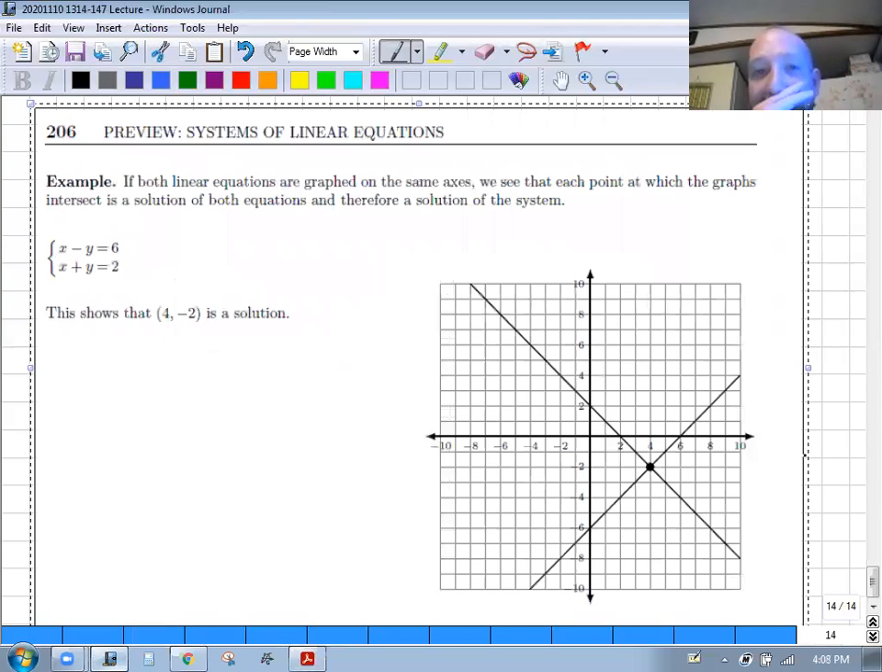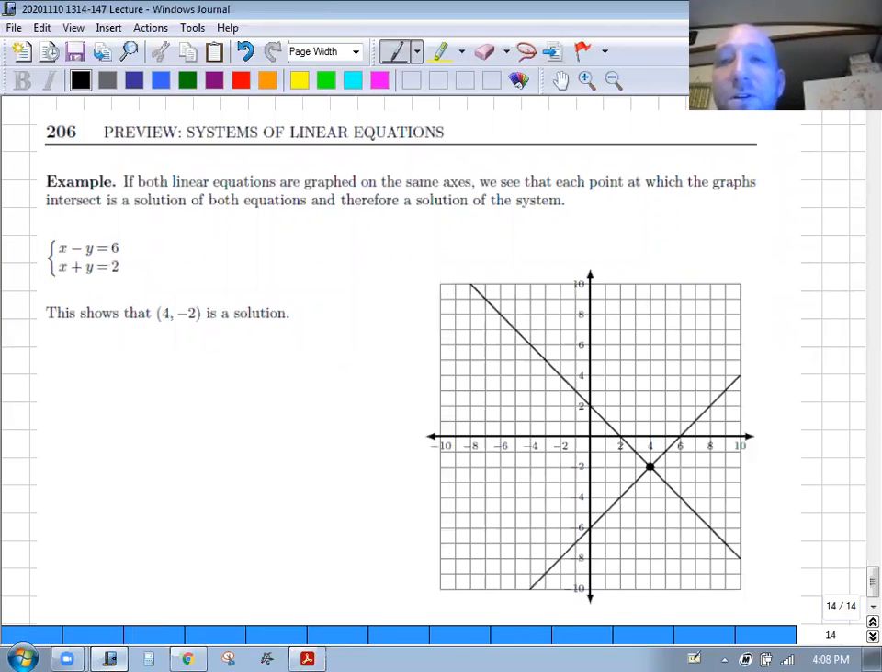Okay. If both linear equations are graphed on the same axis, all right, we see that each point at which the graphs intersect is a solution of both equations and therefore a solution of the system. Again, each one of these is a line, and where they intersect here, 4, negative 2, all right, that's the only solution that satisfies both equations.